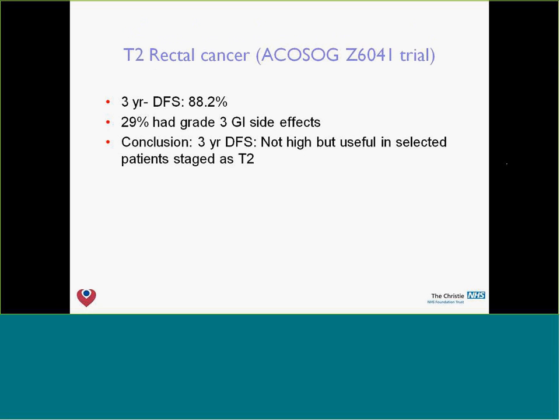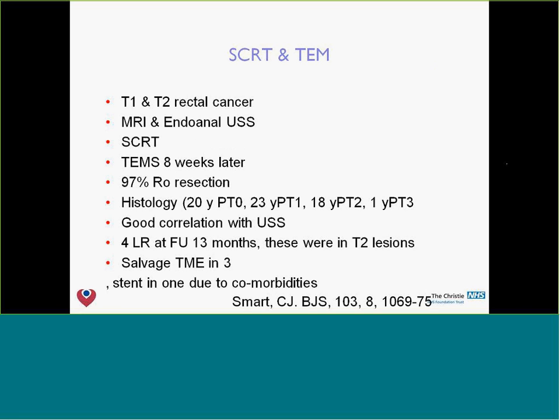In the T2 tumors, the disease-free survival was 88%, and one of the patients had GI side effects. The conclusion of the study was that the disease-free survival was not high, but it can be used in a selected group of patients who have T2. This was for T2 lesions, where we say about 20 to 30% of them have lymph node metastasis in the mesorectum. And the study in the UK called the TREC trial, and preliminary to the TREC trial, they did a small 4-center study looking at short course radiotherapy, which is 5 days, followed by TEMS 8 weeks later.